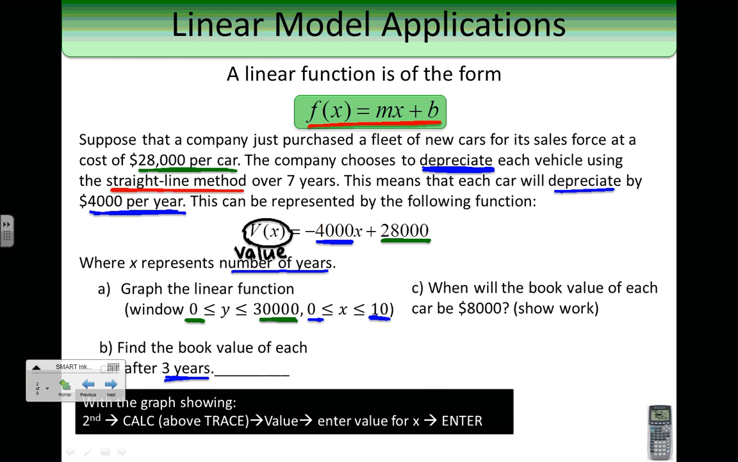So the book value of each car after 3 years is going to be $16,000. So it depreciates quite a bit. It went from $28,000 to being only worth $16,000 after 3 years.